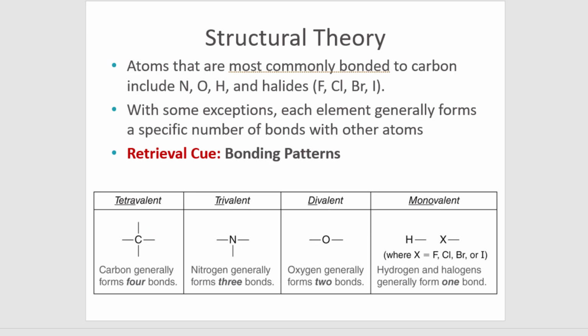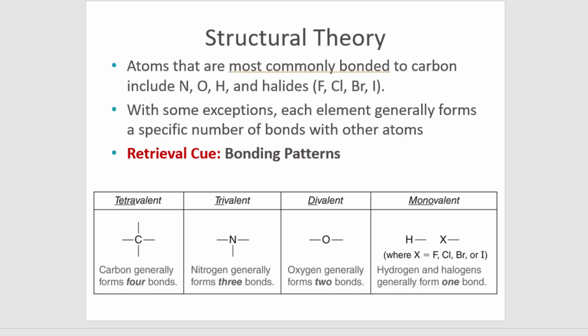The atoms that are the most commonly used in this course, apart from carbon, include nitrogen, oxygen, hydrogen, and the halogens. And with some exceptions, each element generally forms a specific number of bonds with other atoms. This is probably one of the first and most important retrieval cues for you, called bonding patterns. And I've alluded to this a little bit. I want you to become very familiar for those atoms with what is normal, what is typical.